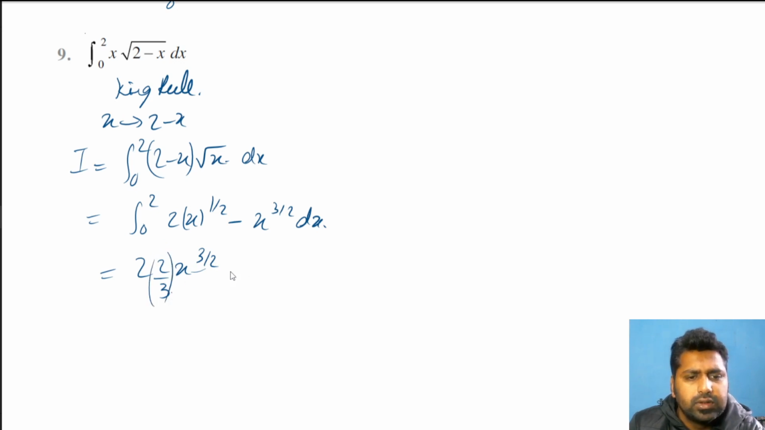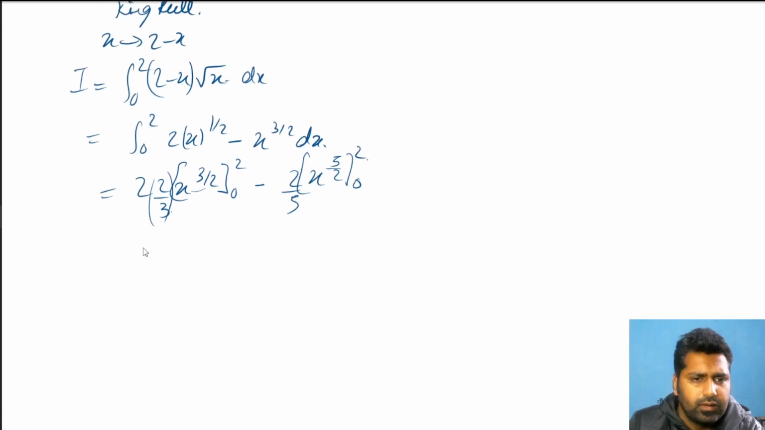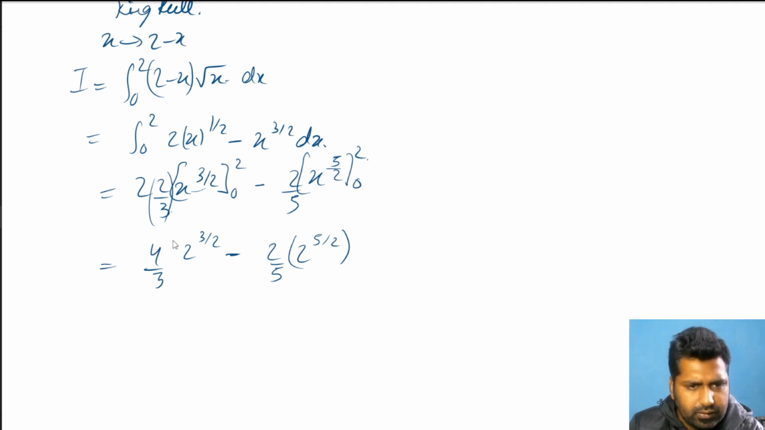I'll put a bracket, and the limit is from 0 to 2, minus x raised to power 3 by 2 plus 1, 5 by 2, into 2 by 5. Again the limit is 0 to 2. So this becomes 4 by 3, 2 raised to power 3 by 2, minus 2 by 5, 2 raised to power 5 by 2. Upper limit minus lower limit: the lower limit is 0, and 0 to the power anything is 0. All right, I think this can be further solved.